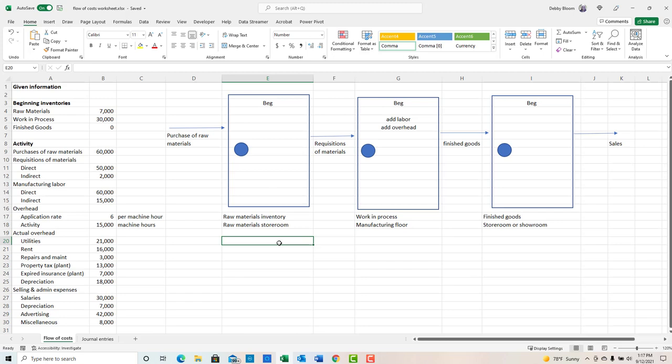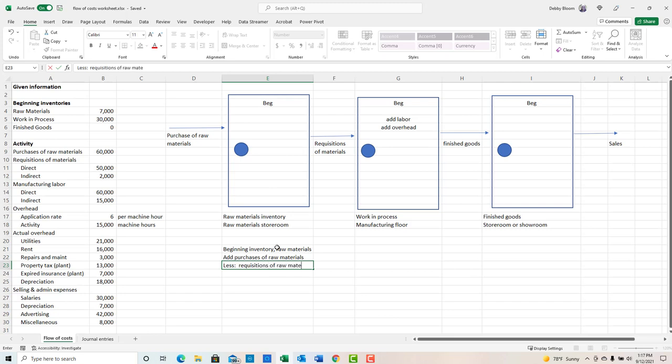Our first formula is for our raw materials inventory. So what we're going to do is we're going to take our beginning inventory of raw materials. To that, we're going to add purchases of raw materials. We're going to subtract our requisitions of raw materials. And when we do all of that, that is going to equal our ending inventory in raw materials.